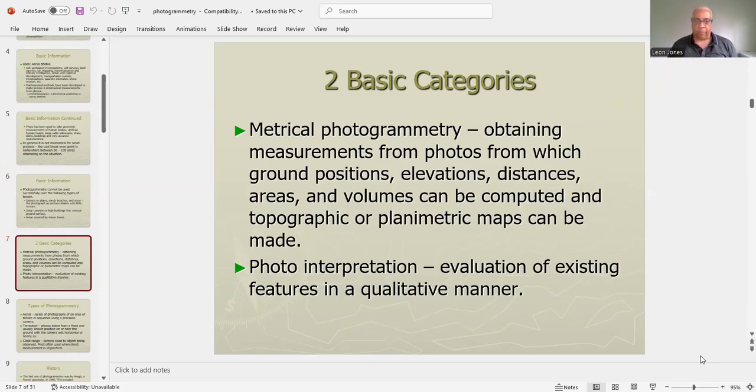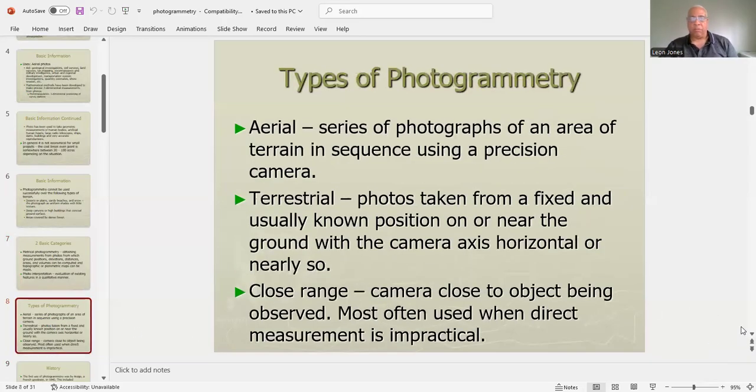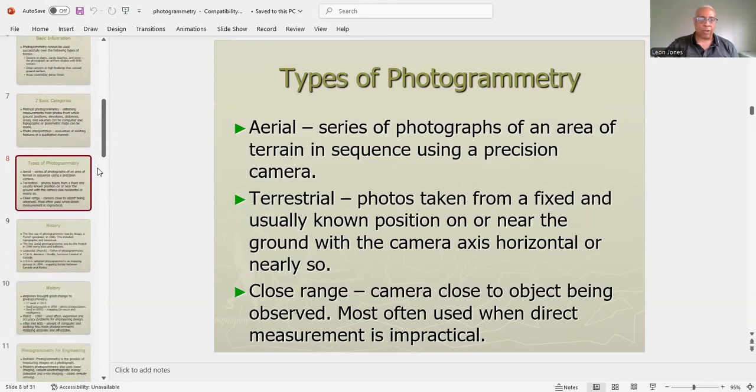We also have photo interpretation, which is the evaluation of existing features in a qualitative manner. Types of photogrammetry: we have aerial, which is a series of photographs of an area of terrain taken in sequence using a precision camera. Terrestrial, photos taken from a fixed and usually known position on or near the ground with the camera axis horizontal or nearly so. And close range, with the camera close to the object being observed, most often used when direct measurement is impractical.